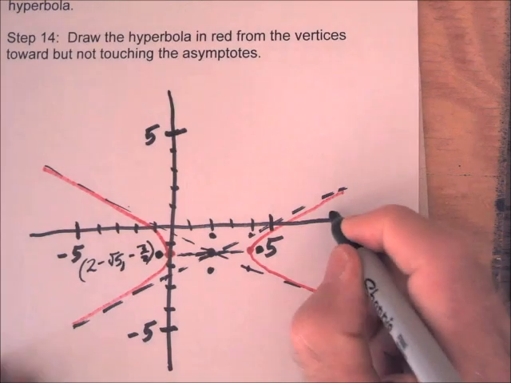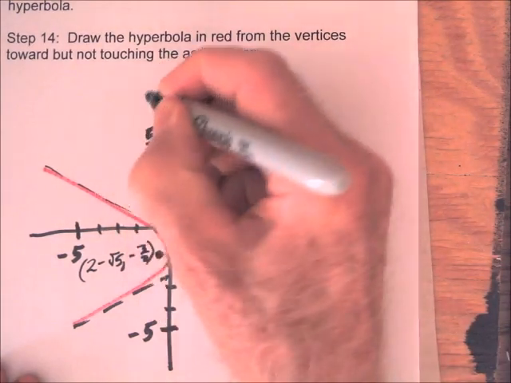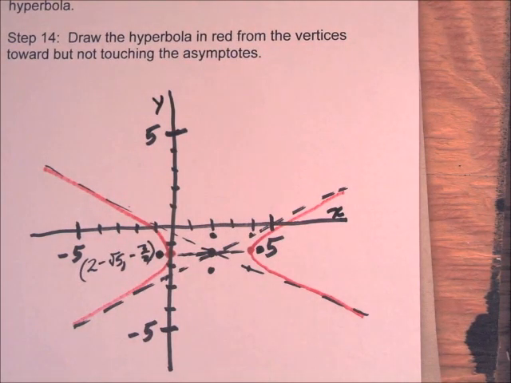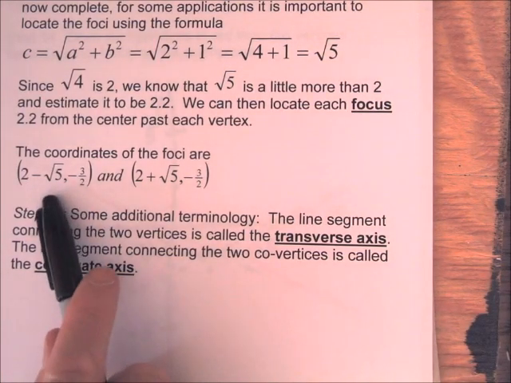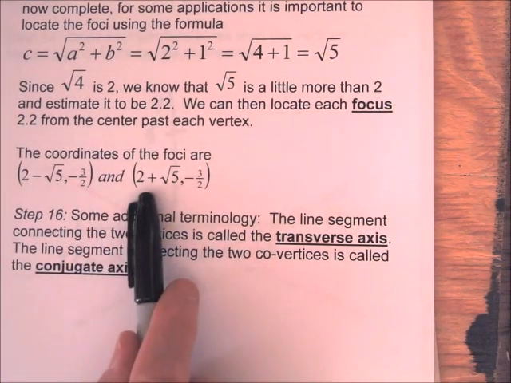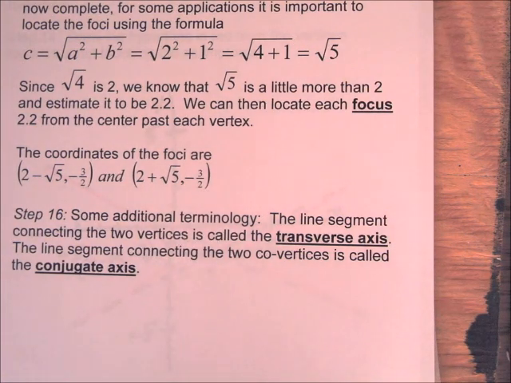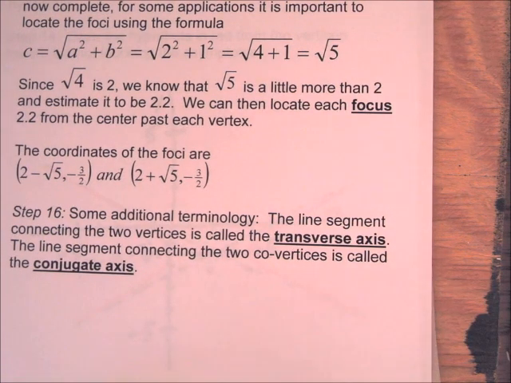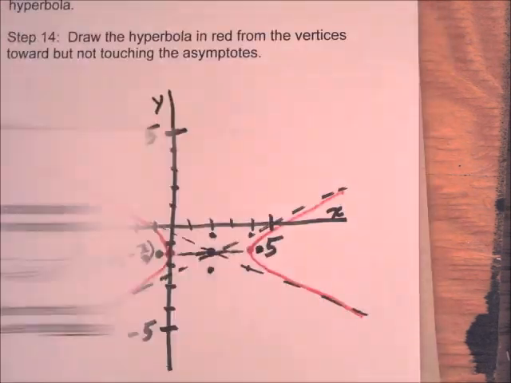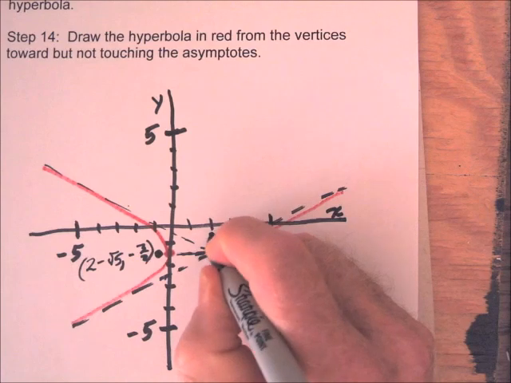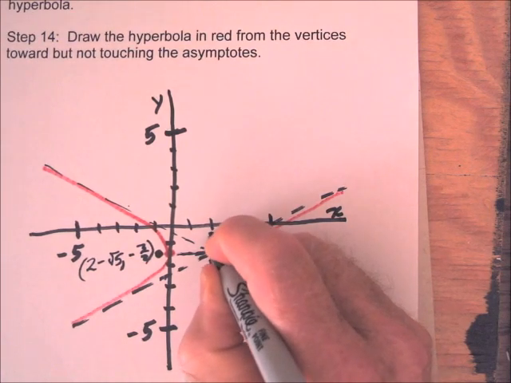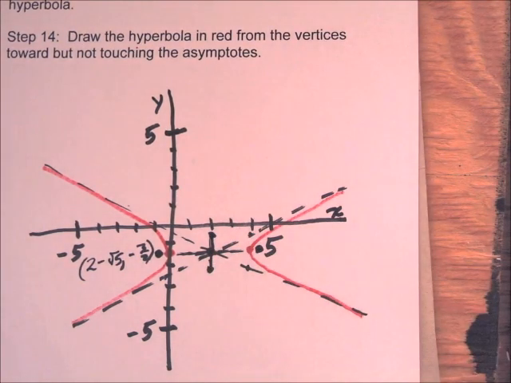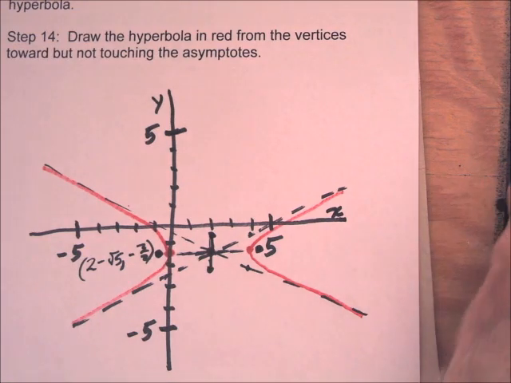I don't want to write too much on the graph here because it's getting kind of crowded, and if I write too much, it's going to be hard to read the graph. But the coordinates of the two foci are 2 minus root 5, comma negative 3 halves, and 2 plus root 5, comma negative 3 halves. If you connect the two co-vertices, that's called the conjugate axis. So this is the conjugate axis here. Connect the two co-vertices. Okay, so that's a hyperbola.